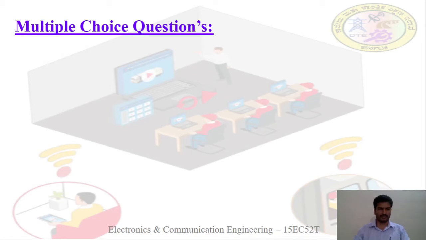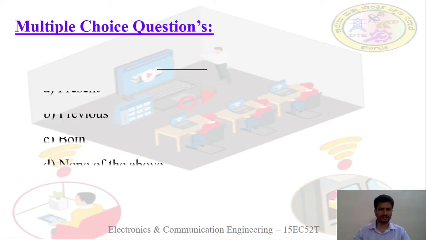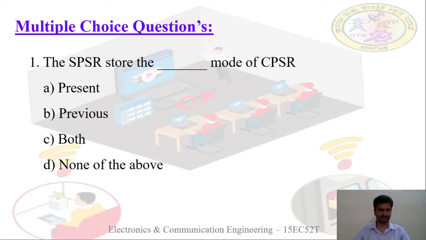Okay, let us consider a few multiple choice questions. Again, take a pen and paper, write down the question number and write which option is the right answer for those questions. So let us consider the first question. The SPSR stores the dash mode of CPSR. The saved program status register stores the dash mode of CPSR. CPSR means current program status register. A present, B previous, C both, D none of the above.